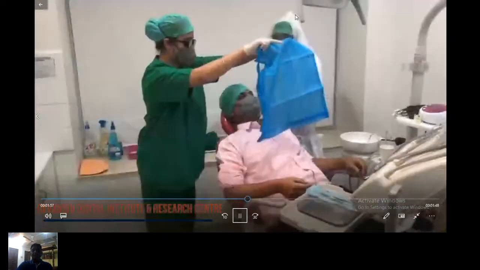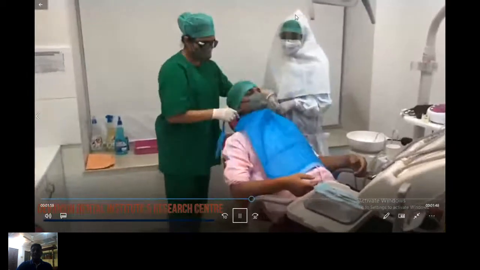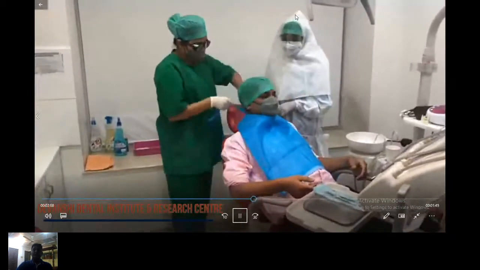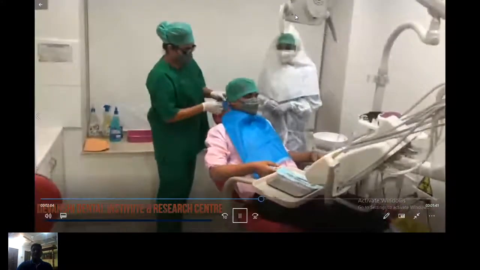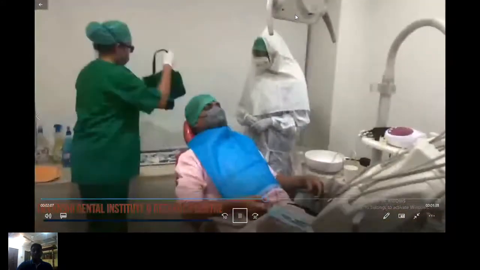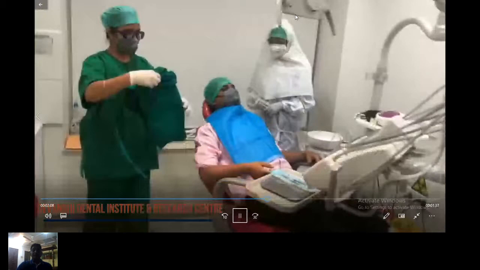Drape the patient properly. You can see here the disposable drape, and then your surgical sterile drape. This disposable drape we can discard once the procedure is over, and this surgical sterile drape which we are using, or you can even use the non-sterile drapes also. And before that, ask the patient to take out his mask.